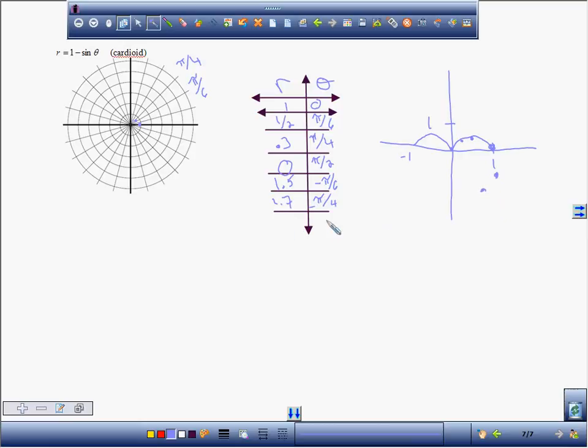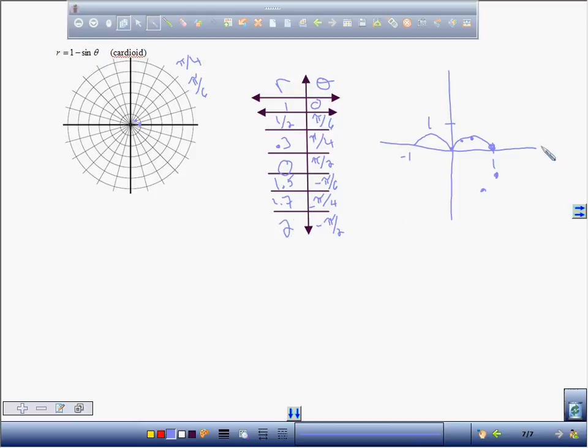And then finally, let's jump to negative pi over 2. What's the sine of negative pi over 2? It's negative 1. So you get 1 minus negative 1, which makes 2. So that means go out 2 and rotate through negative pi over 2. We should have done this on Valentine's Day, shouldn't we? Which is in a couple weeks. Because look at the pretty shape. Then you have to do this.